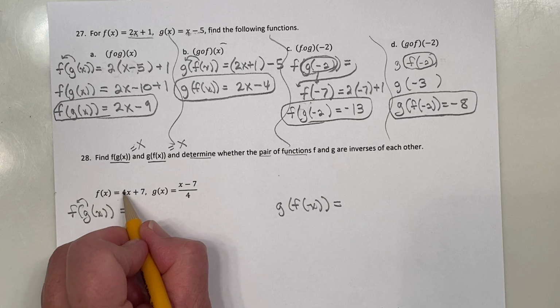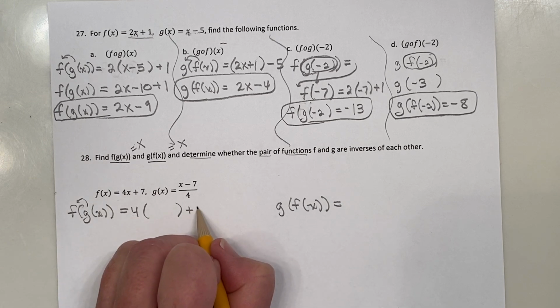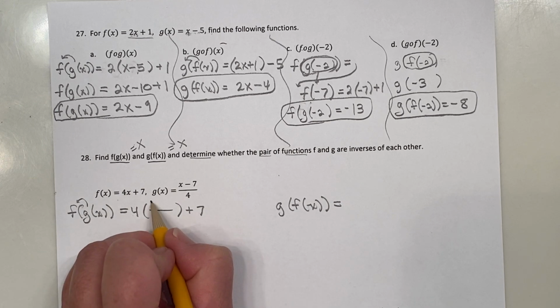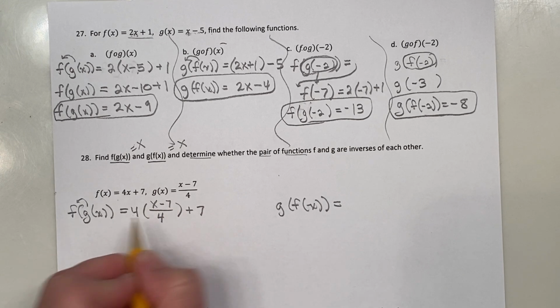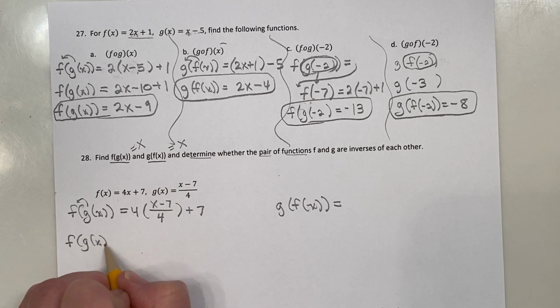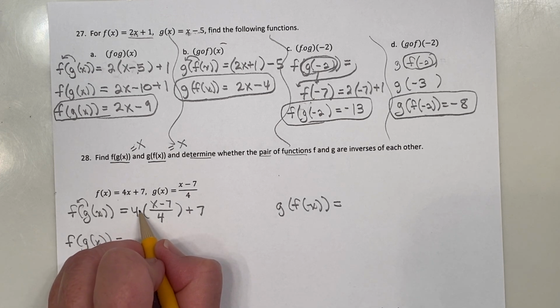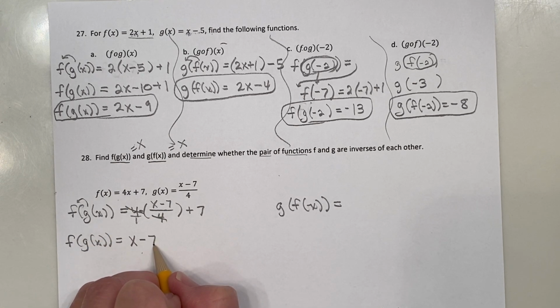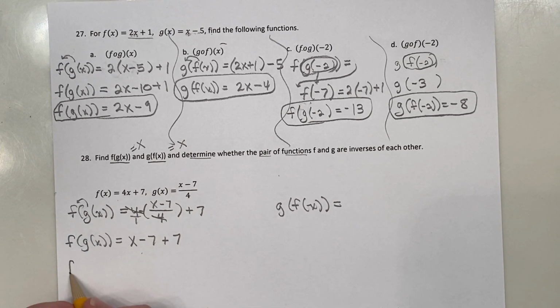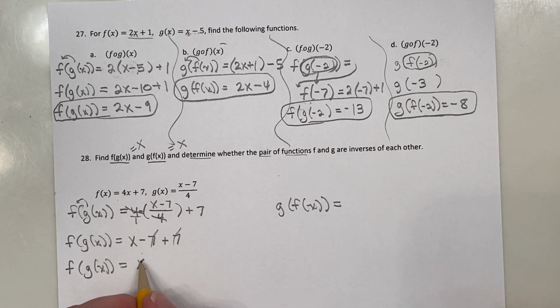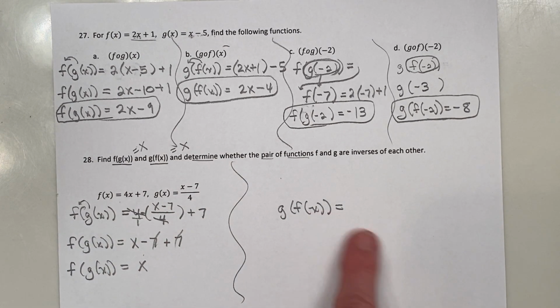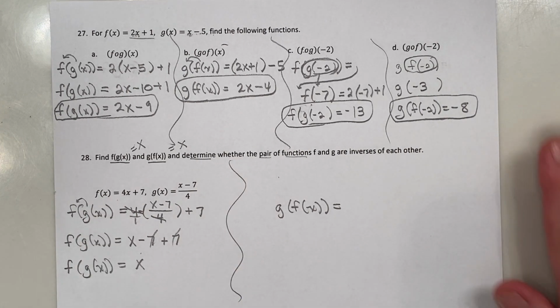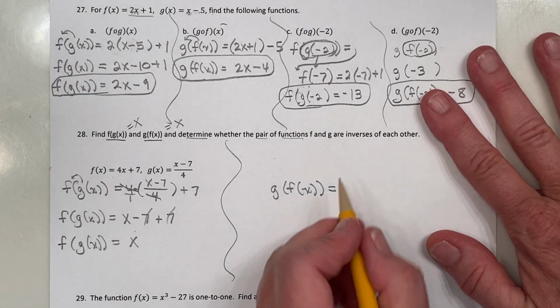So F of G, here's F, I'm going to insert G. Here I'm multiplying 4, which I can make a fraction by putting 4 over 1, into this other fraction. And these 4's will divide out, leaving X minus 7 on top. And we still have the plus 7. Well, we know these 7's will cancel, so we're just left with X. So we're halfway there. If this composition results in X, then we know that we can state that those two equations, F and G, are inverses.